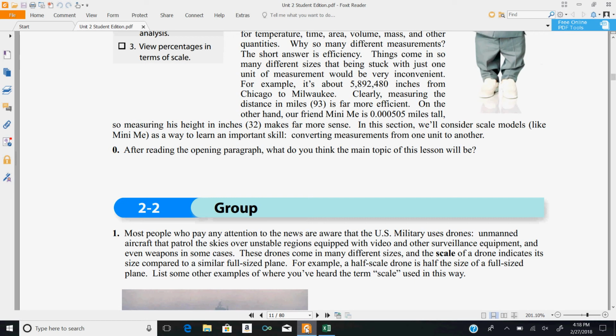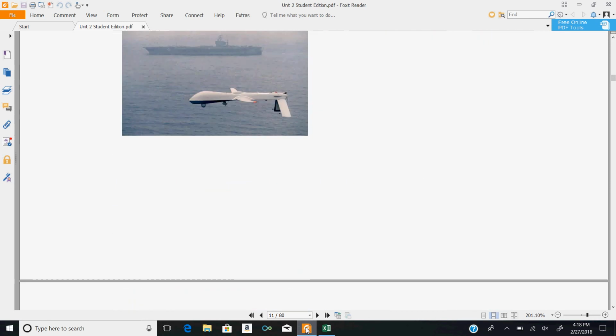Sometimes you'll hear people say scale it down, which means make a smaller version of something. So scale really implies that you have two objects that are similar. They're just different sizes. The scale is how different are the sizes? What's the factor between the different sizes?